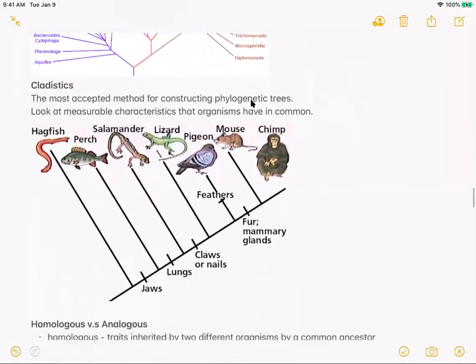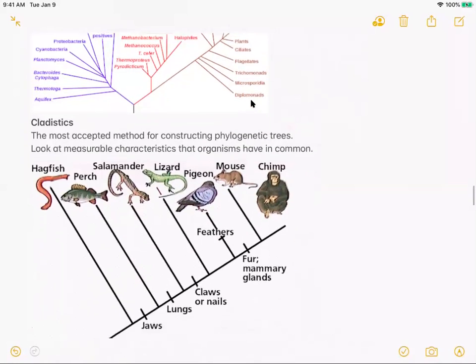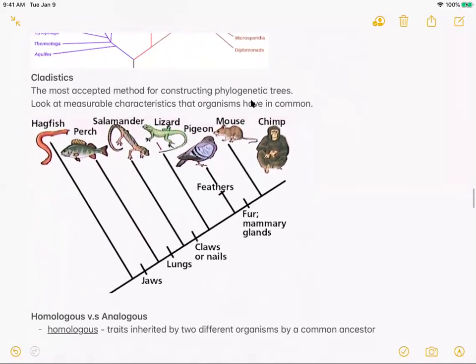The most accepted method to construct these phylogenetic trees, one of the best methods to do it, is using cladograms or cladistics. This is when you're looking at the measurable characteristics that organisms have in common. So basically in the assignment that you did, you had to create cladograms. You're looking at different traits that animals had and relating them in that way.